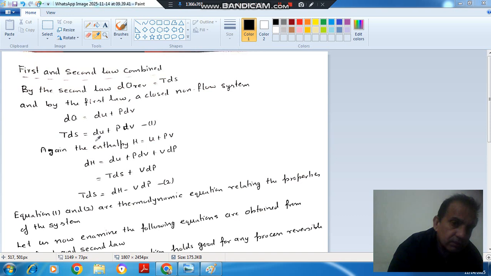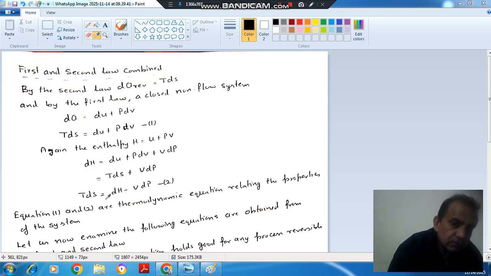Further, this dU can also be replaced. H is equal to U plus PV, so dH is equal to dU plus PdV plus VdP. Now dU plus PdV is your TdS, so it will be TdS is equal to dH minus VdP. This is equation number 2, another form of combined first law and second law.